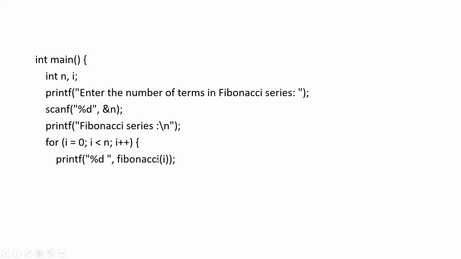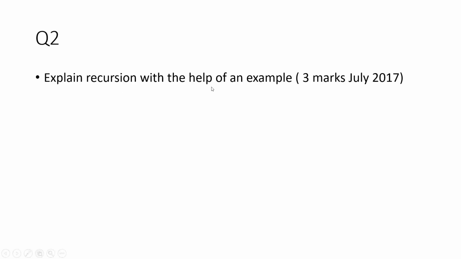So this is a function call to the function Fibonacci to return the ith Fibonacci number. Return 0 and close the main function. So this program returns the Fibonacci series. Next question, explain recursion with the help of an example.